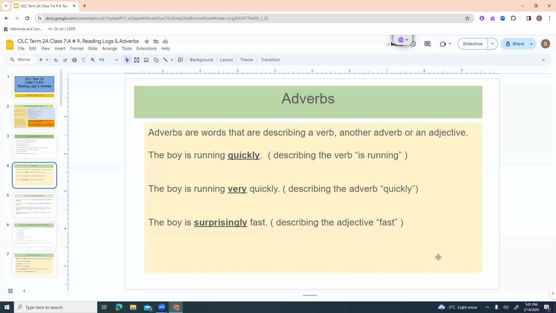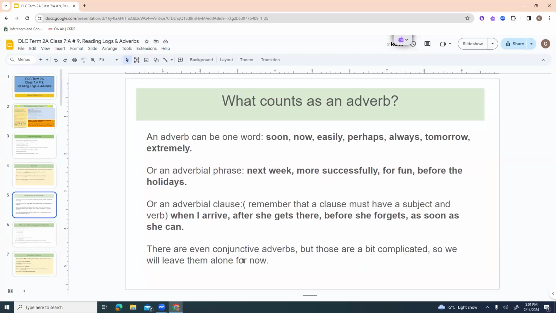Okay, adverbs. Adverbs are words that are describing a verb, another adverb, or an adjective. The boy is running quickly. Quickly is describing the verb running. The boy is running very quickly. Very is describing the adverb quickly. The boy is surprisingly fast. In this case, fast is actually an adjective describing the boy, rather than the action. And surprisingly is describing the adjective. So those are all ways you can use adverbs.